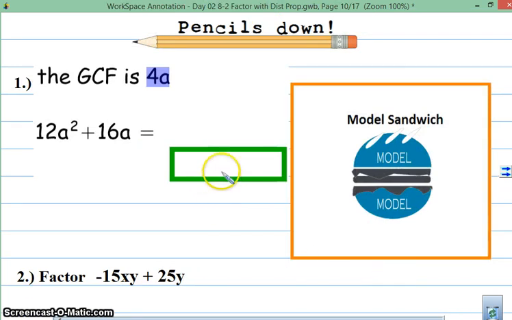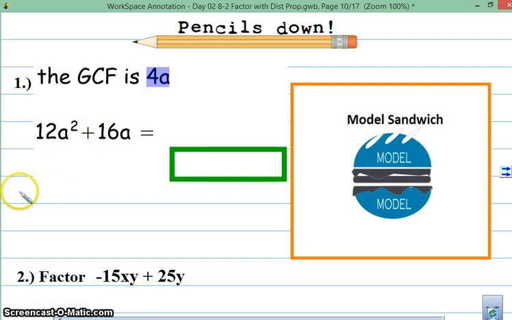Using algebra tiles is only one way that you can think about factoring by GCF. A faster way is to use an algebraic model instead of an area model. Let's start with the binomial 12a squared plus 16a. First thing we need to do is find the greatest common factor of these two monomials. Just like we did yesterday, we need to write out what the factors are.